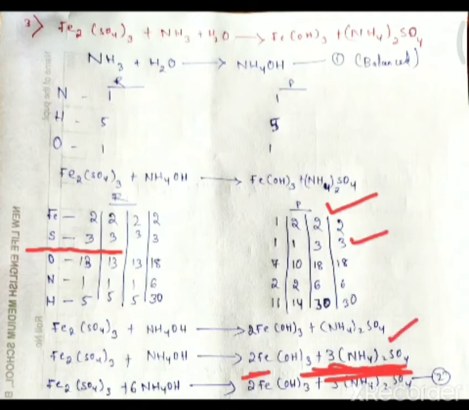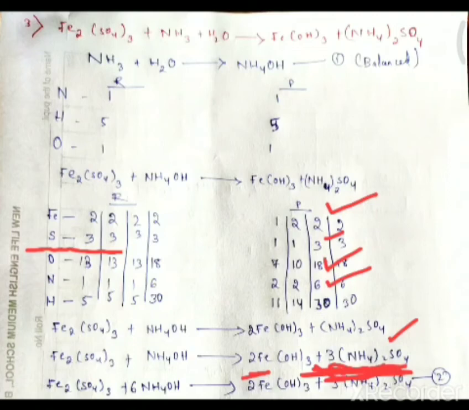Then the oxygen atom is 18, okay. Then your nitrogen atoms are 6 because here 3 and this 2, 3 times 2 is 6, okay. Then your hydrogen atom becomes 30. 30 how much? How did hydrogen come to 30?